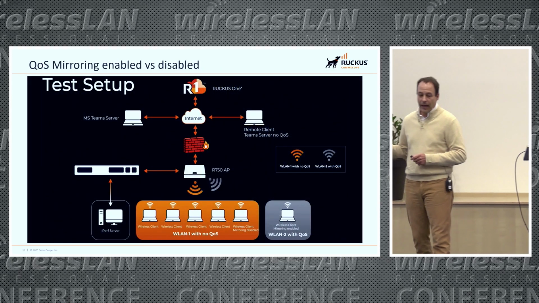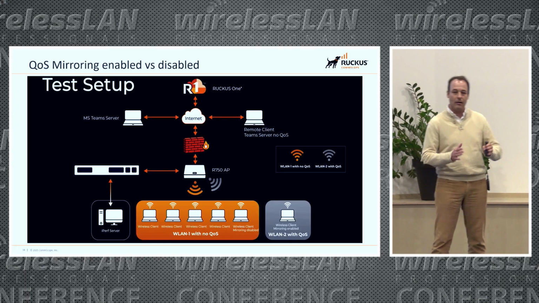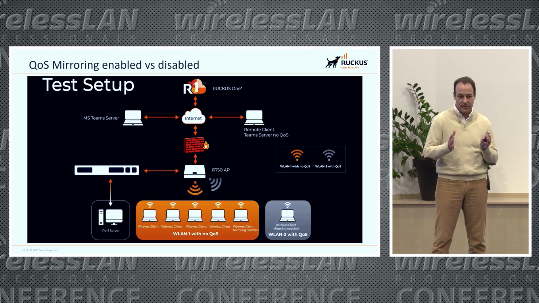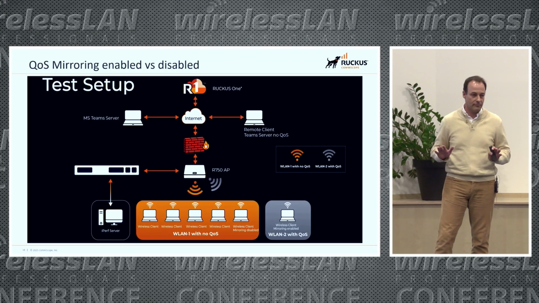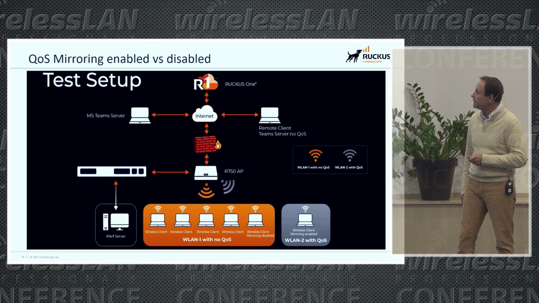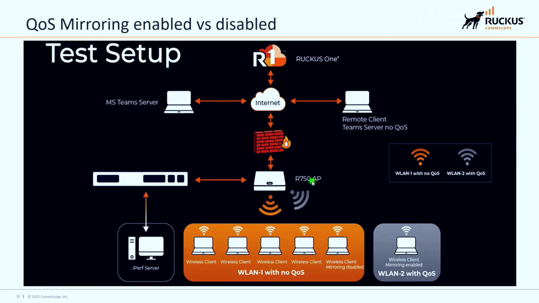Here, we have done a before and after comparison. Now we are going to compare two devices at the same time, and we can see what happened. This is our office. This is an access point. These are the employees here. This is the internet, Teams server here, and this is our remote client.